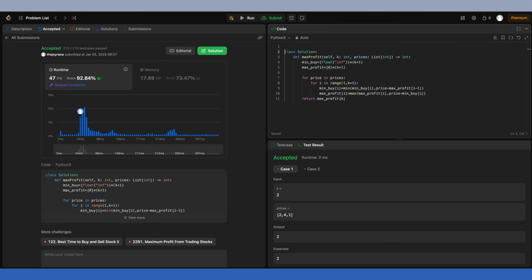So what will be the time complexity for this? Time complexity would be O of n, the number of days or prices given, and we are not using any extra space. Actually, time complexity would be O of n times k, because we are doing k iterations. Space complexity would be O of k, because we are storing two lists over here. So space complexity is O of k and time complexity is O of nk. Okay, all right.